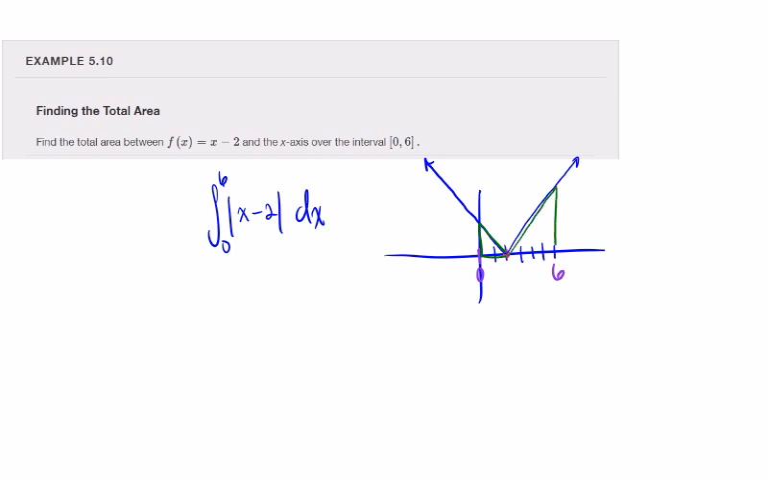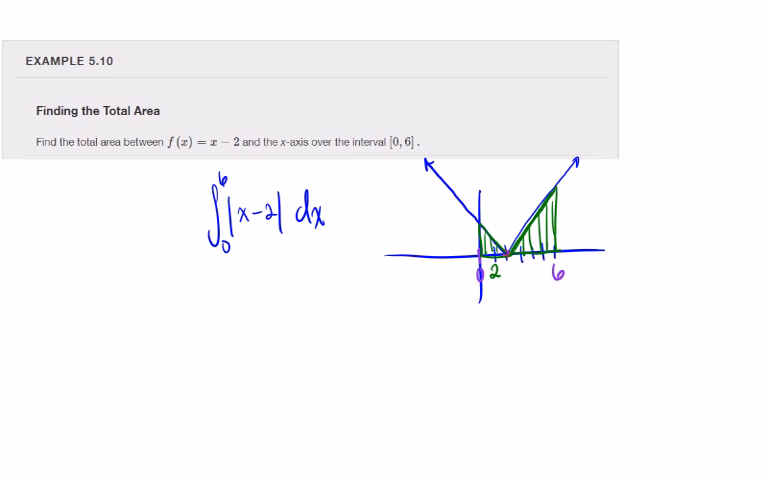And when you have an absolute value function like this, when we take an absolute value of a function, it's always going to all be positive, right? And so then we can find the areas of those triangles. So first we can do this one, which is 2. 2 is the base, and the height is also going to be 2 because the slope is 1.